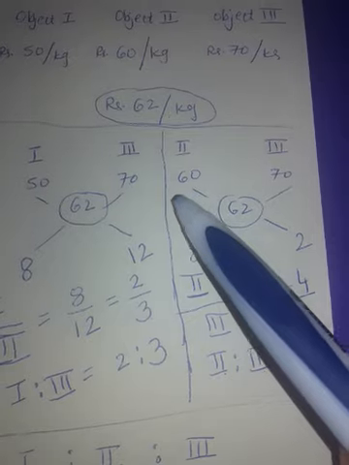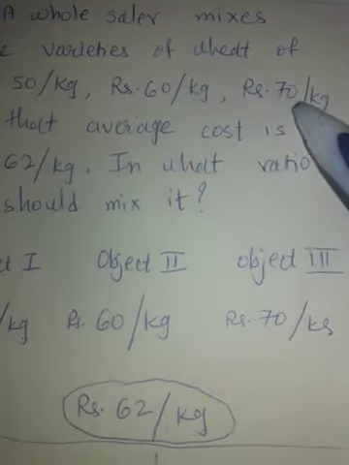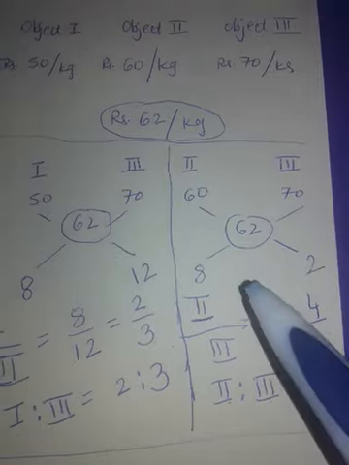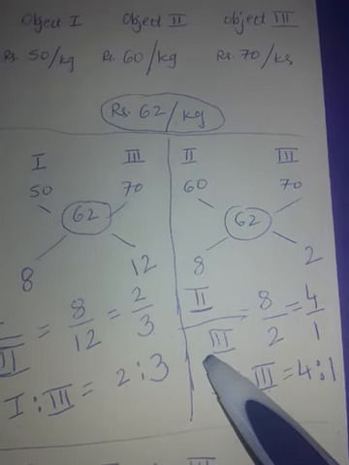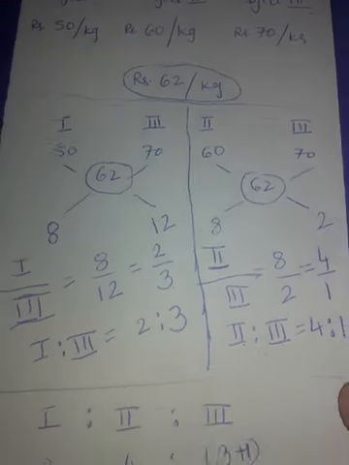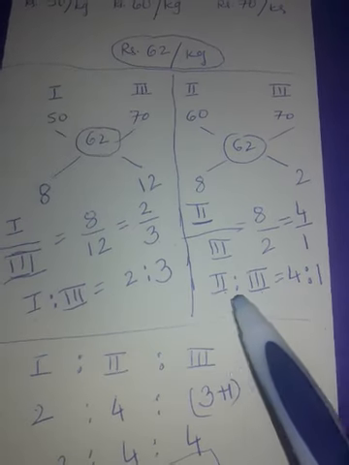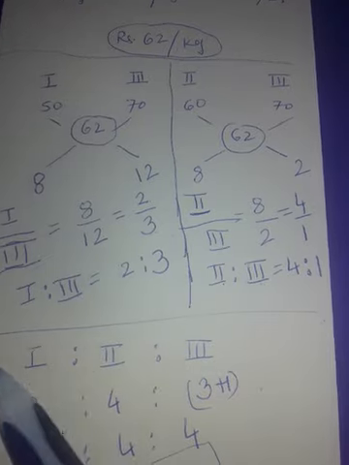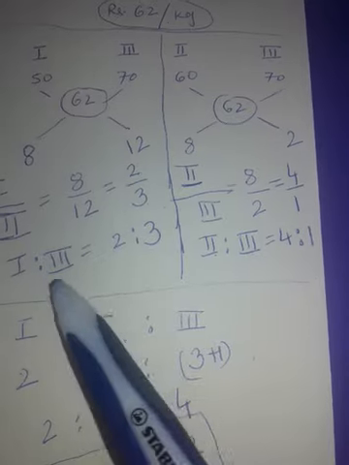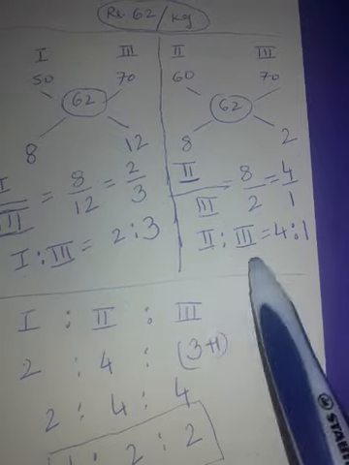Then this is the second pair 60, 70 and the mean is 62. Again I took the positive difference. Quantity of 2 upon quantity of 3 is going to be 8 upon 2, that is the same as 4 upon 1. So now I have these 2 ratios. 1 and 3 is 2:3. 2 and 3 is 4:1. Now I need to combine them. How do I combine them? What is common in both? This 3 is common. 1 and 2 are not common. 1 is here and 2 is here, but 3 is common in both.